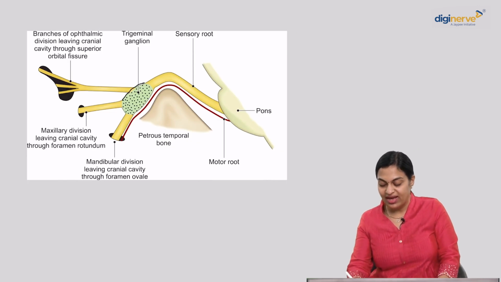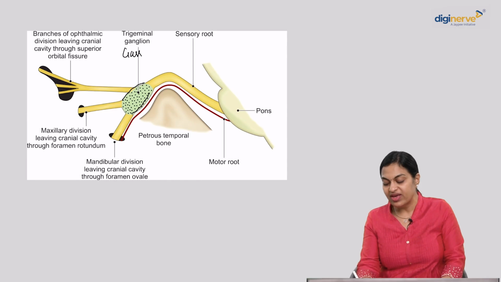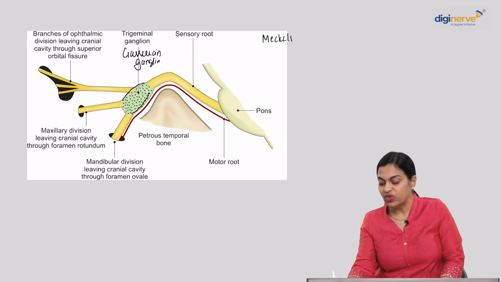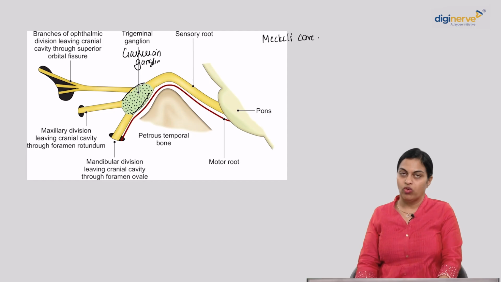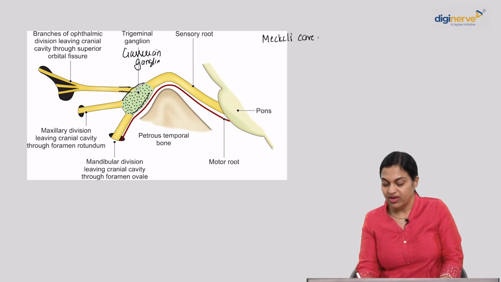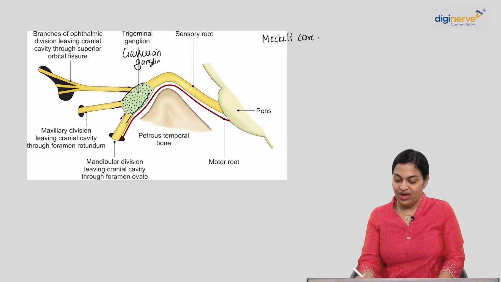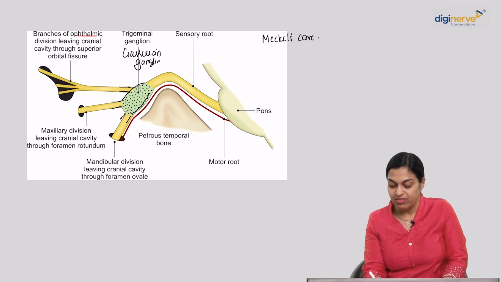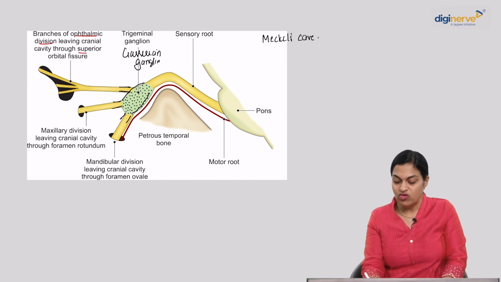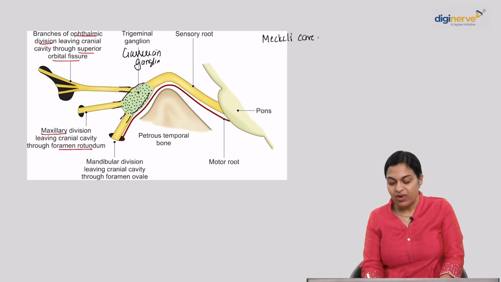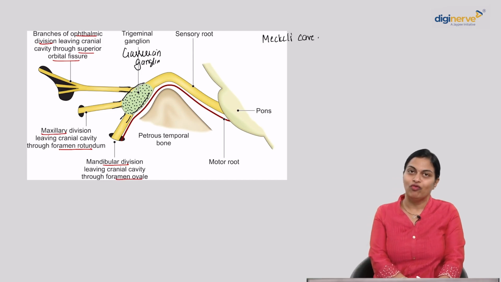This is the trigeminal ganglion. It is also called the Gasserian ganglion, right? And this is situated in a fold of dura mater called Meckel's cave, close to the apex of the petrous part of the temporal bone. From the trigeminal ganglion, can you make out, these are the three divisions of the trigeminal nerve. The ophthalmic division is going to exit through the superior orbital fissure, and the maxillary division is going to pass through the foramen rotundum. The mandibular division passes through the foramen ovale.